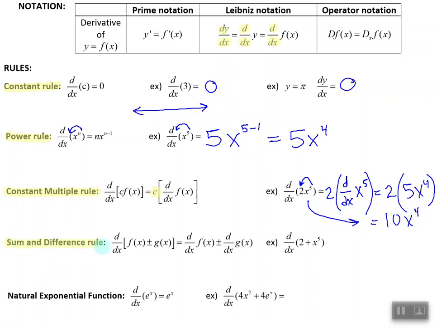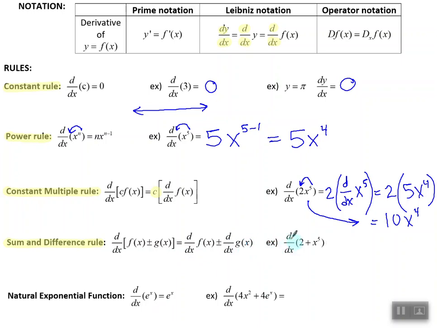Sum and difference rule. The derivative, with respect to x, of the sum or difference of two functions, f of x plus or minus g of x, is equivalent to the derivative with respect to x of a function f of x plus or minus the derivative with respect to x of the other function g of x. This is just saying we can take the derivative of each term separately.